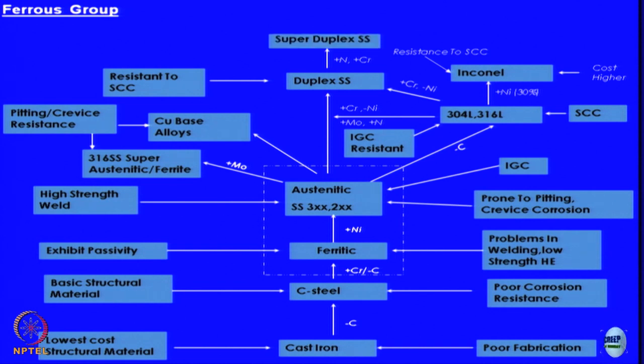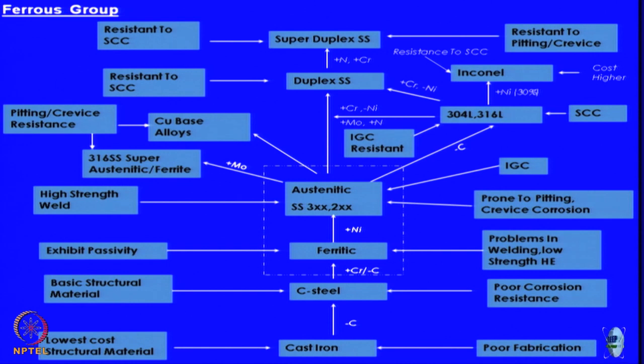So, add nickel, add more chromium, you go into what is called super duplex stainless steels, 2507 we talked about, this 25 chromium 7 nickel that we have, okay. And it has got resistance to SCC, it is resistant to pitting corrosion, crevice corrosion, but it is not really resistant, you cannot use it in seawater application. Still there are some issues with the duplex stainless steels.